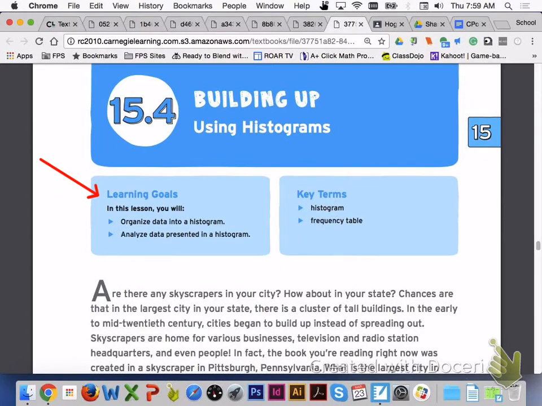Hi class, in lesson 15.4 you will be using histograms. Learning targets for today, you will organize data into a histogram and analyze data presented in a histogram. Key terms to look for in the lesson today: histogram and frequency table.